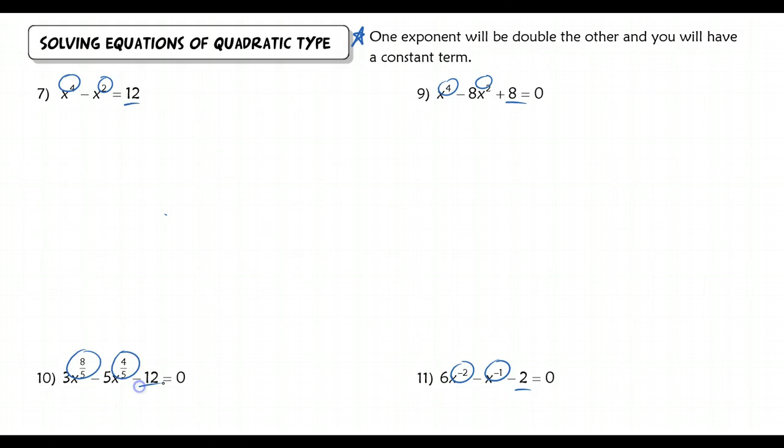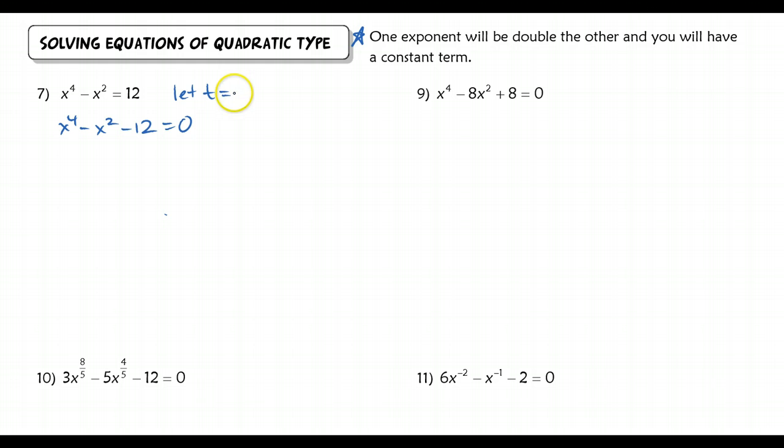So you want to be able to recognize when you have this kind of equation, because you're going to just treat it like a quadratic. Okay? So, for example, in this first example here, if I subtract the 12 over here, this is a factorable quadratic. Okay? If I were to treat, let's call it t. Let's let t equal x squared. Okay, so if I do that, then this is equivalent to t squared, right? Because if t equals x squared, then t squared equals x to the 4th power.